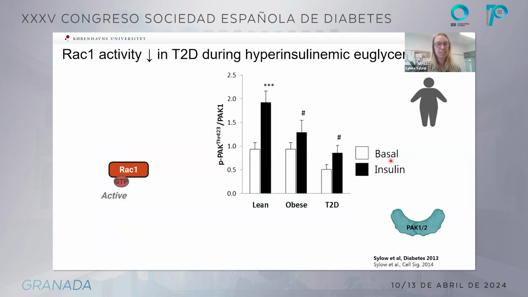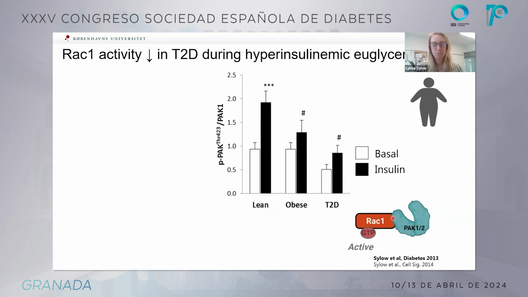So we have studied this, and we found that when we looked at active RAC1, and RAC1 is active when it's bound to GTP, and only then can it activate its downstream target by binding and then later autophosphorylation of this kinase PAK1 and PAK2. And this is a surrogate measure for RAC1 activity that we can measure in skeletal muscle.